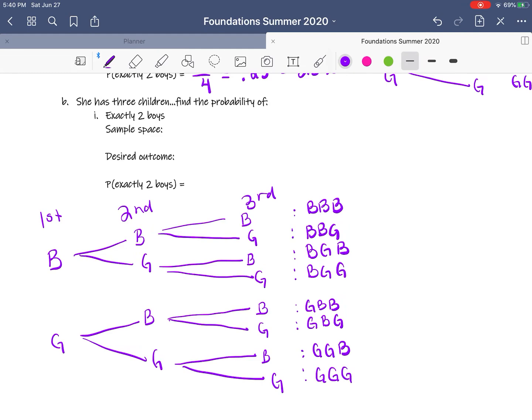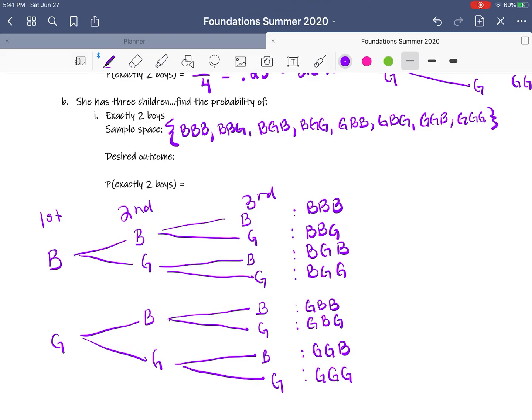So the sample space is this, and I'm just going to write that out. 3 boys, 2 boys and a girl in any order, 1 boy, then 1 girl, 2 girls, 3 girls. So our desired outcome is exactly 2 boys. No more, no less. So no, yes.